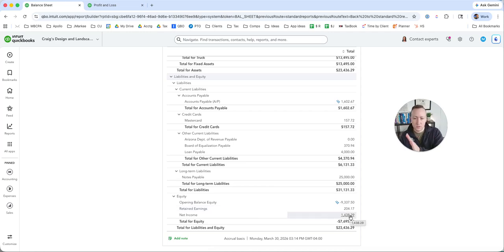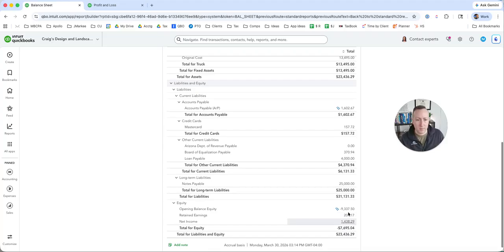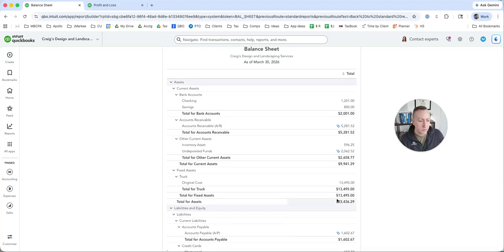So once you know how successful this period or this quarter, this month, whatever time frame you're looking at, that number feeds into your equity at the bottom of your balance sheet. But let's go back up to the top.